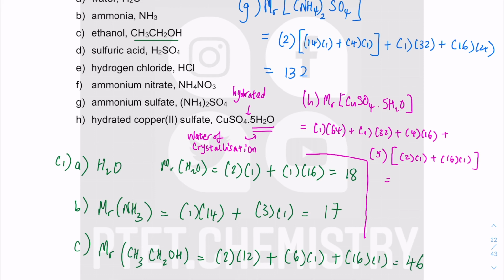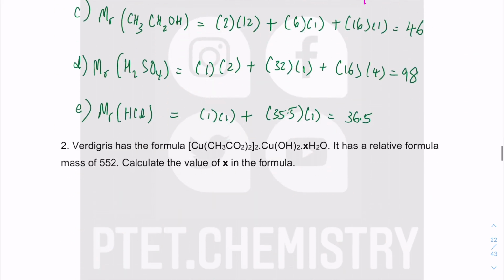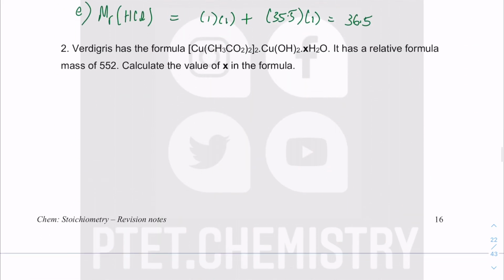So 64 times 1 is 64, plus 32 times 1 plus 16 times 4, I get 160. So 160 is for all of these. Then I do plus 5 times bracket 2 plus 16, so I get 5 times 18, and then altogether my relative molecular mass, my MR, is going to be 250 for that. Okay, now moving on to the next example.